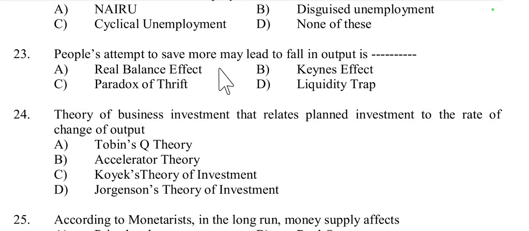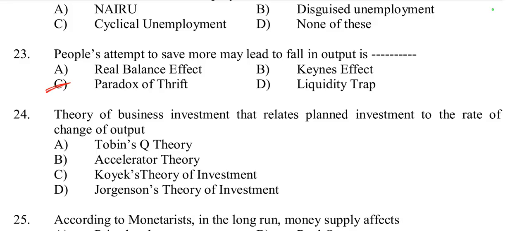People's attempt to save more may lead to a fall in output. Is it the real balance effect, Keynes effect, paradox of thrift, or liquidity trap? It is called the paradox of thrift. People's attempt to save more may lead to a fall in output. In the paradox of thrift, if everyone saves more and consumes less, then aggregate demand falls.